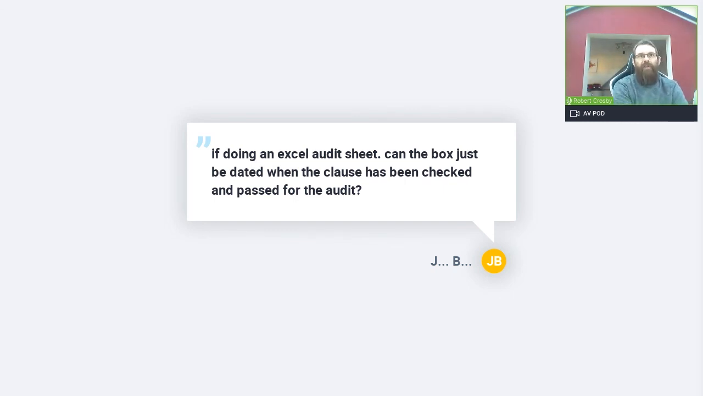If doing an Excel audit sheet, can the box just be dated when the clause has been checked and passed for the audit? So, I do see this when I'm out in the field, and although, how easy is it to just check a date off or to put a tick in a box? I think the purpose of an audit is to check what your processes are.